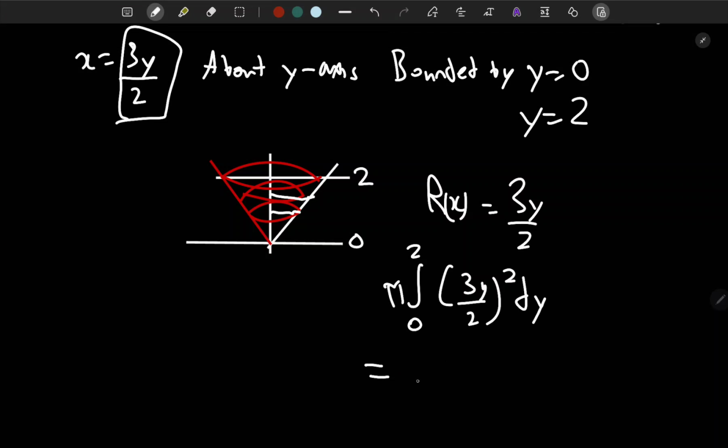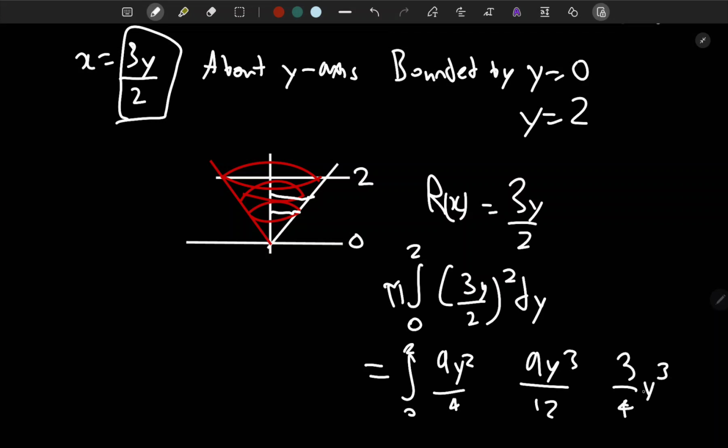So here it's going to become the integral from 0 to 2 of 9y squared over 4, and then 9y cubed over 12, which is 3 over 4 y cubed, multiplied by pi, and we substitute 2 and 0, 0 is going to be 0, so it's basically 3 multiplied by 2 to the power of 3 over 4 pi, and the final answer would be equal to 6 pi.